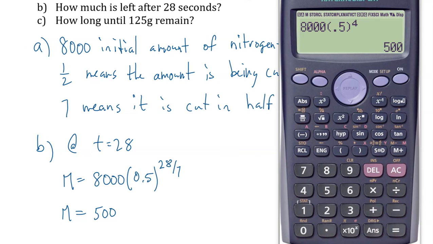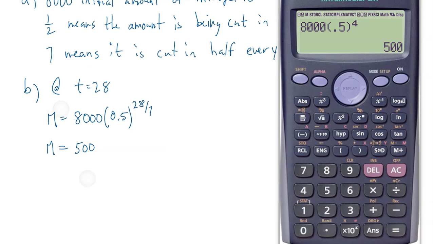So 8,000 cut in half is 4,000. Cut in half again is 2,000. Cut in half again is 1,000. Cut in half again is 500. And there's your 4 half-lives. So it actually makes sense. And if you were to write this out, you can actually see how the numbers in half-life work. Therefore, there will be 500 grams left.